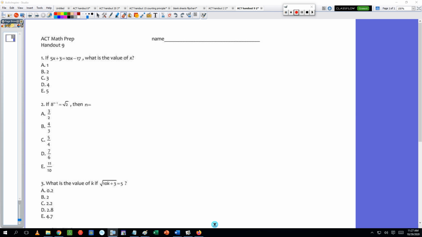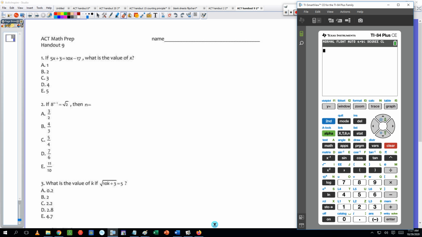And let me show you how I would do these problems using my calculator instead. 5x plus 3, 10x minus 17, that's not a tough problem. But what I would do is I would use my store button, and then one at a time go through and type out the left-hand side and the right-hand side until I got a match. That's 8, 10x minus 17. That is not going to be 8. A is not the answer.